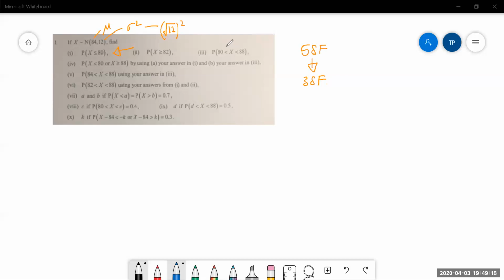If it's smaller than 80, smaller or equal to 80.